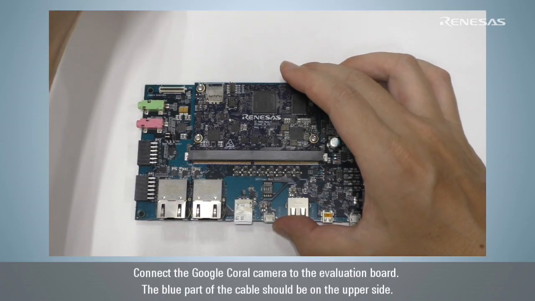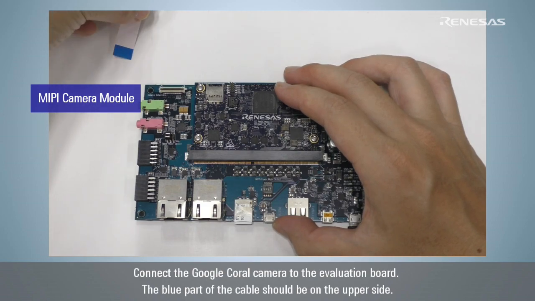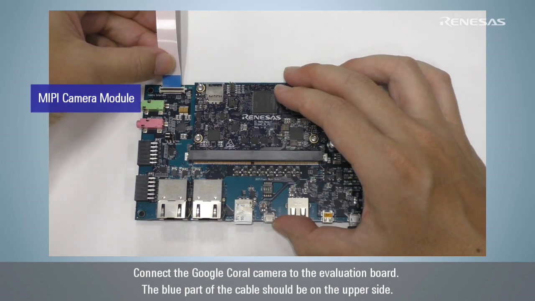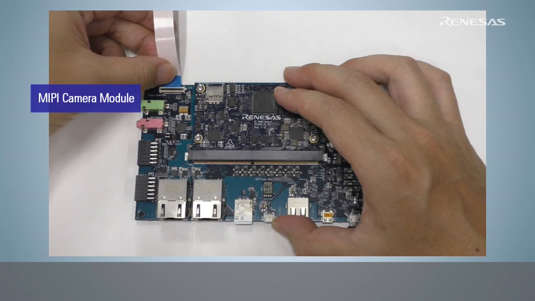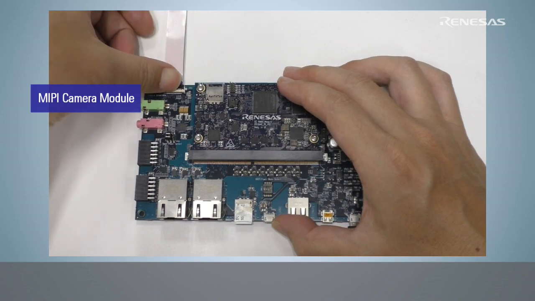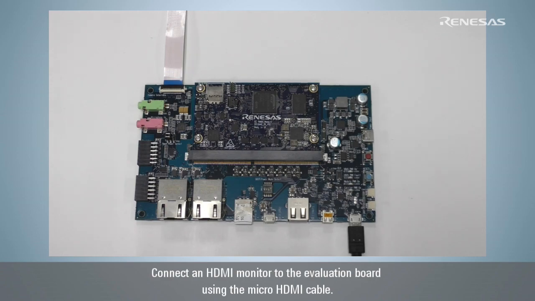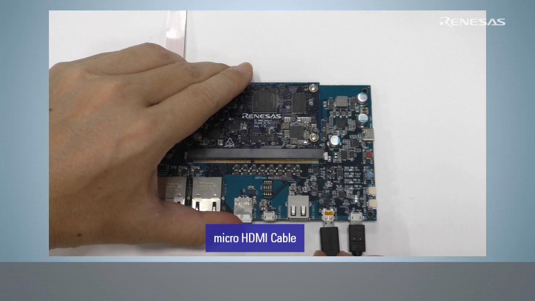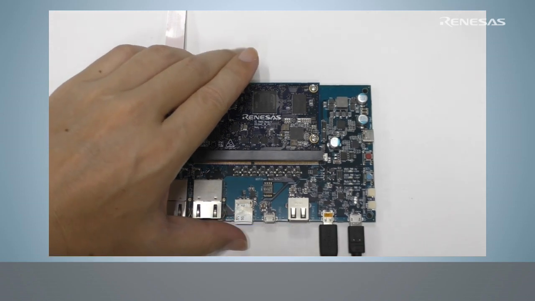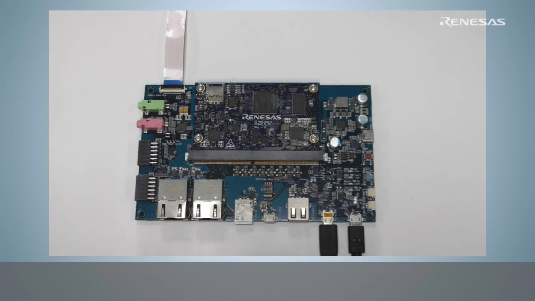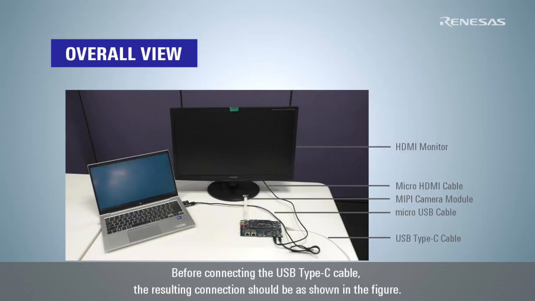Connect the Google Coral camera to the evaluation board. The blue part of the cable should be on the upper side. Connect an HDMI monitor to the evaluation board using the micro HDMI cable. Before connecting the USB Type-C cable, the resulting connection should be as shown in the figure.